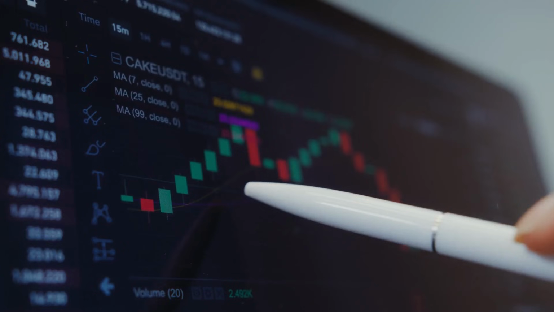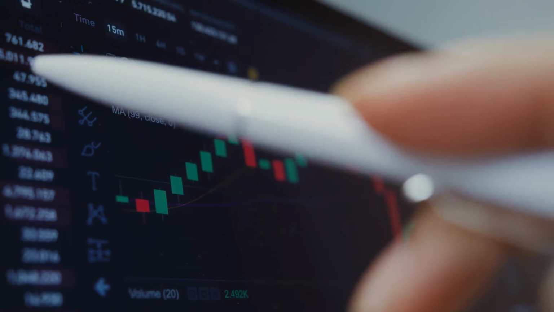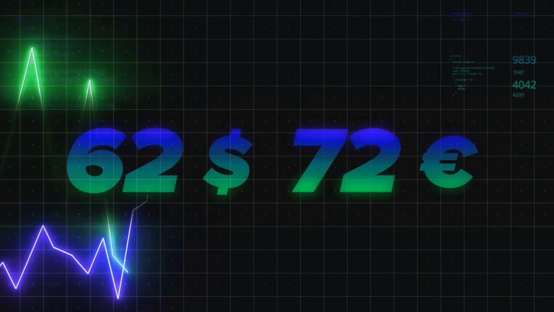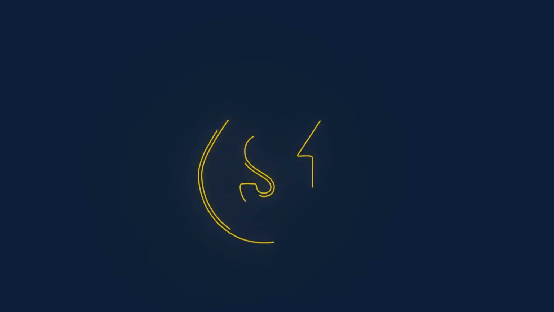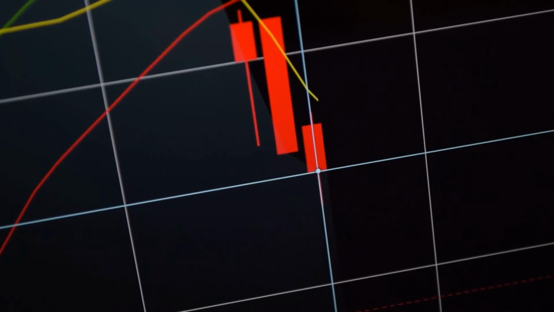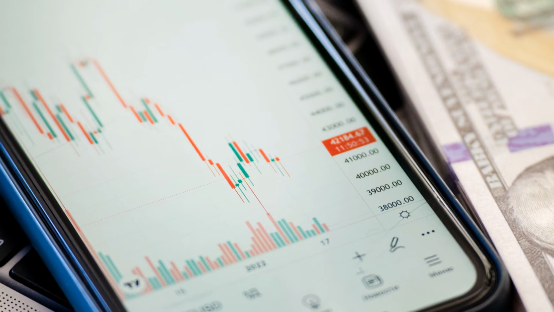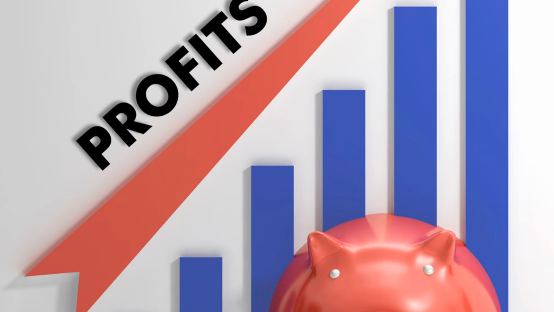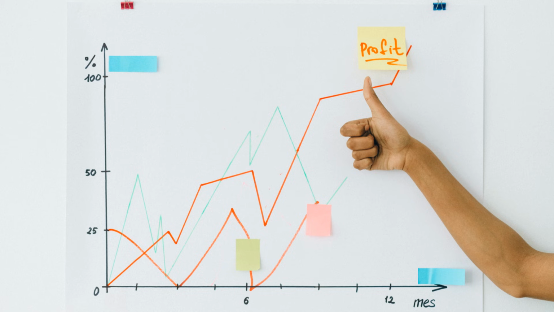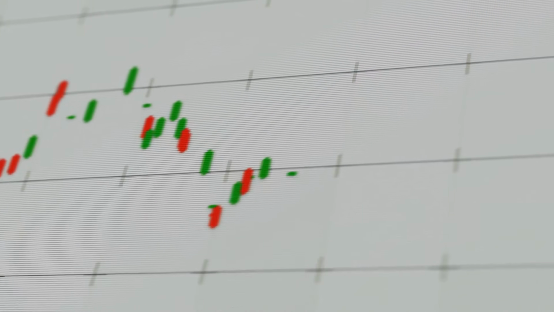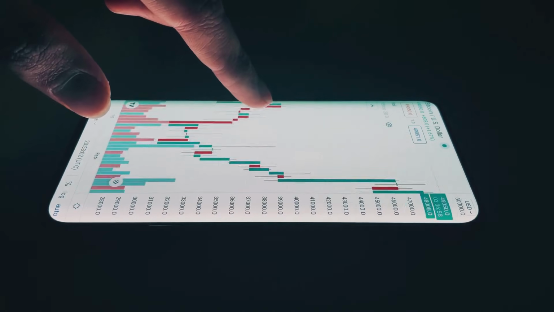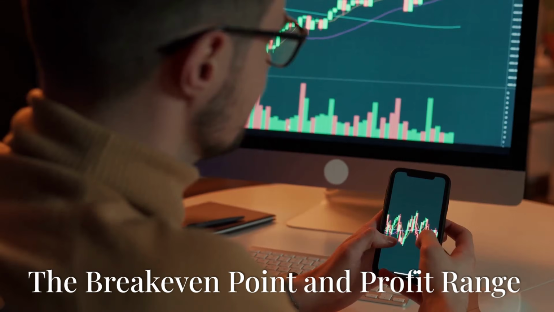To understand our USO bull call spread, we need the break-even point. It's calculated by adding the net premium to the lower strike price. Our break-even point is $76.50. Above this, we start making a profit. Below this, we incur a loss, capped at $150. Profit increases as USO's price moves closer to $80. At $80, profit reaches $350. Understanding the break-even point and profit range is crucial.